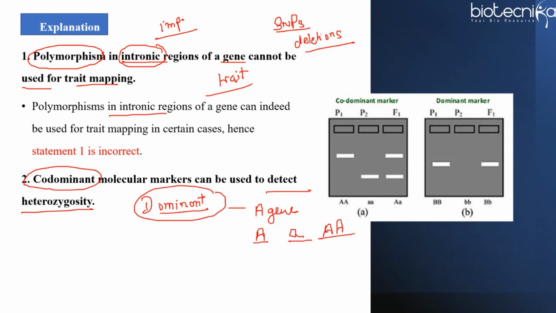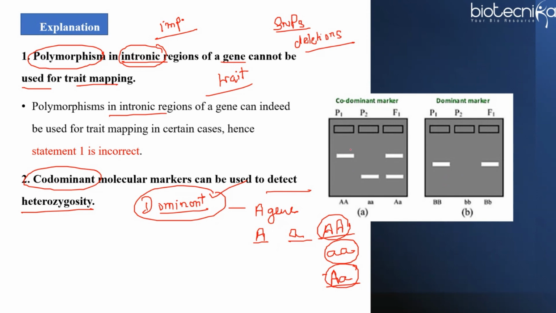Now, the individual can be either homozygous, that is, having the same allele in homozygous condition. So this is homozygous dominant condition, this is homozygous recessive. Or maybe the individual can have 2 different alleles for the same gene. So here, this is heterozygous condition. Now, I told you dominant markers only tell you about the dominant allele.